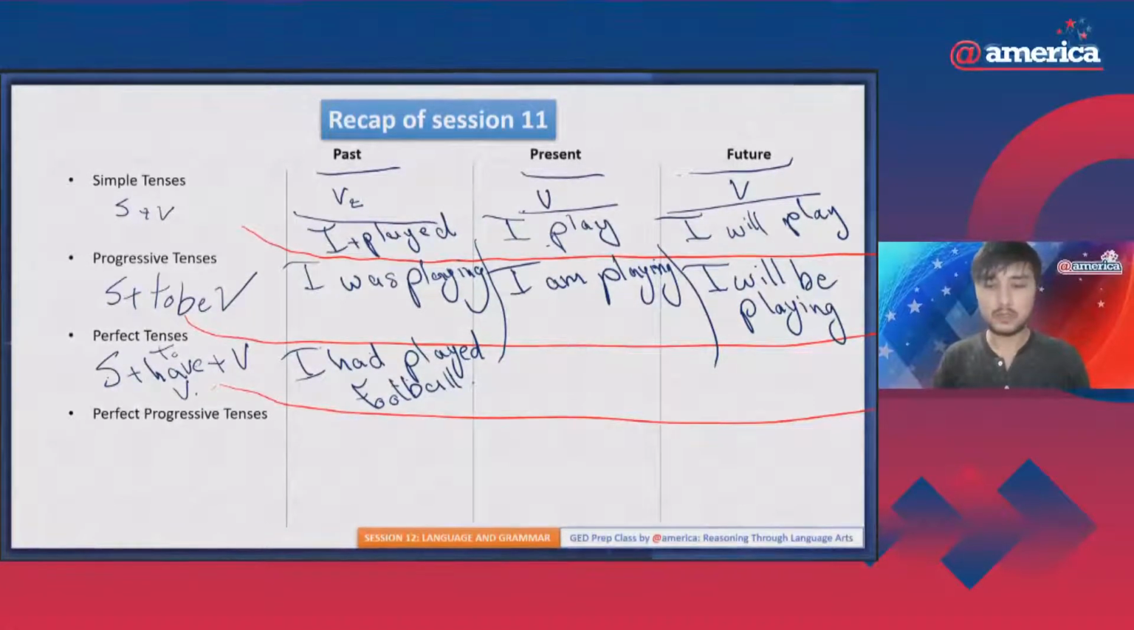The next one is for the present, and as I said, for the present, you use to have verbs. The have or has. I have played.